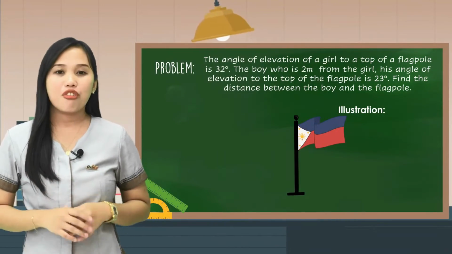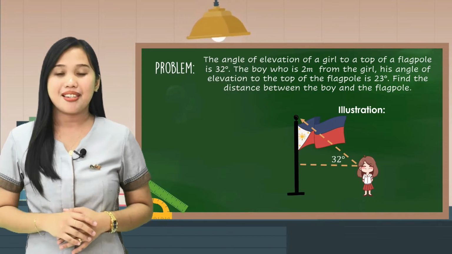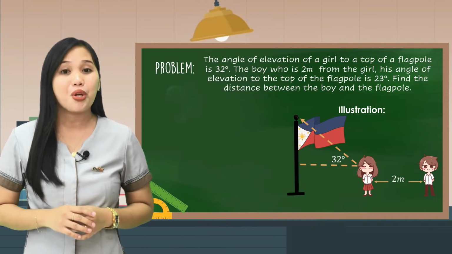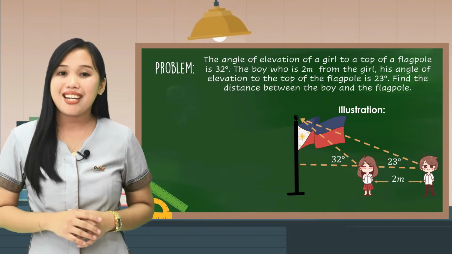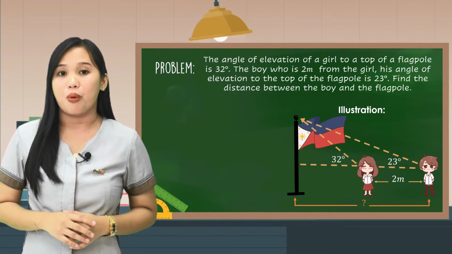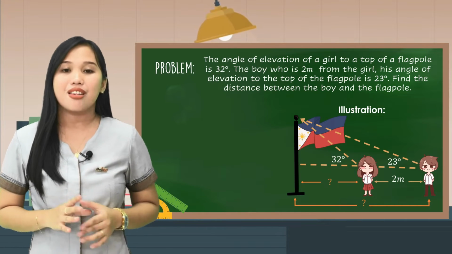Suppose that the angle of elevation of a girl to the top of a flagpole is 32 degrees. The boy, who is 2 meters from the girl, has an angle of elevation of 23 degrees. Find the distance between the boy and the flagpole. To solve for it, we're going to find first the distance between the girl and the flagpole.